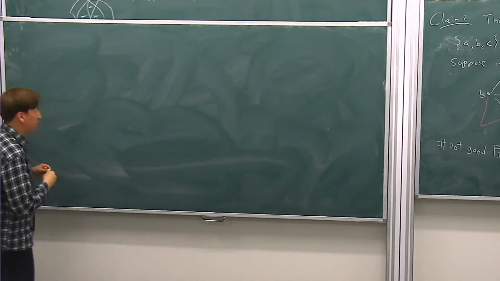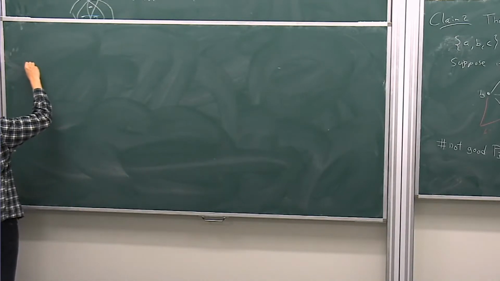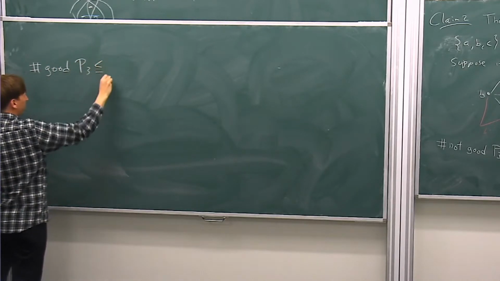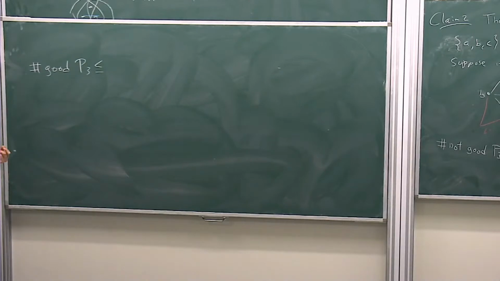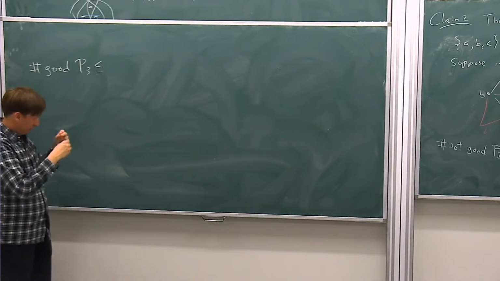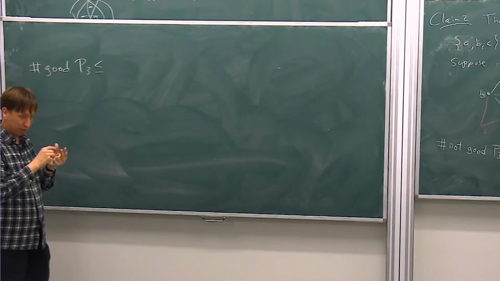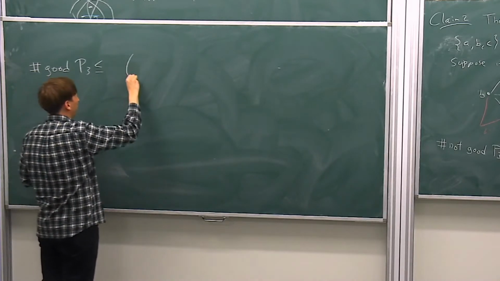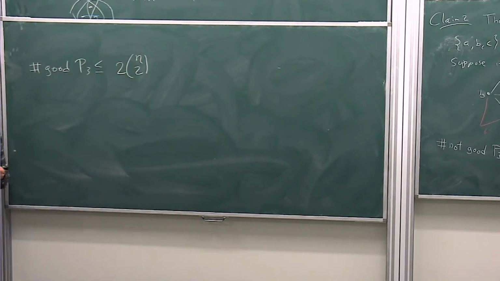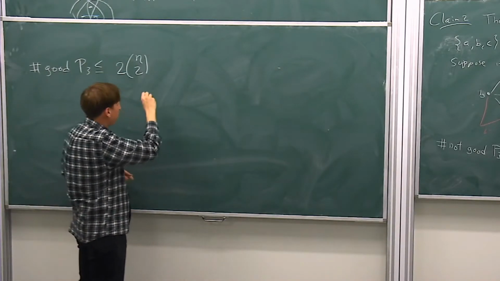So again, we're going to apply that first claim. The number of good P3s is bounded by, so remember a good P3, there's no hyperedge containing the P3. So we must use distinct edges for the 2 edges in the P3. So for any pair of vertices we take, we can only have 2 good P3s containing those as endpoints. But this isn't good enough.